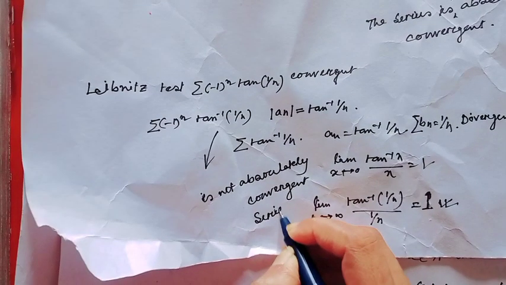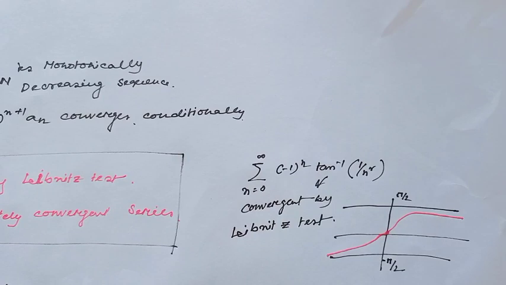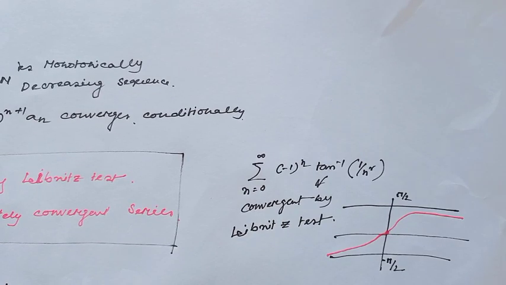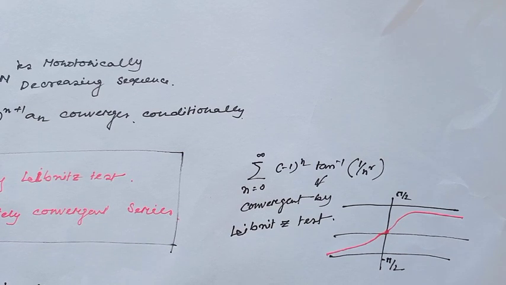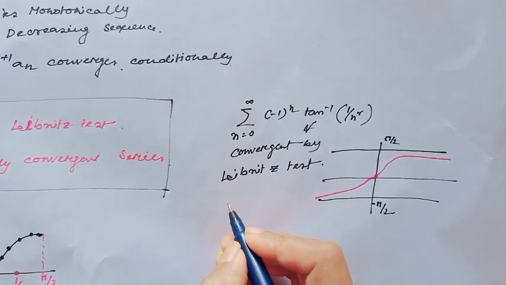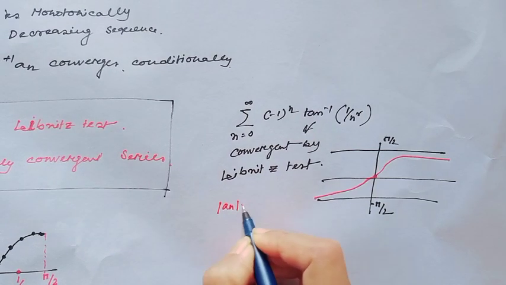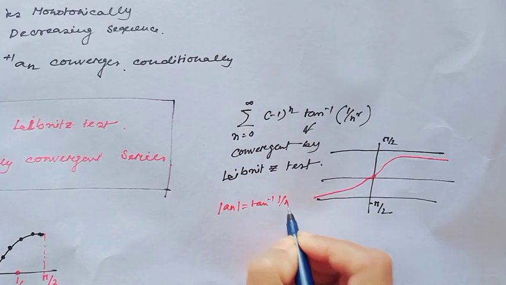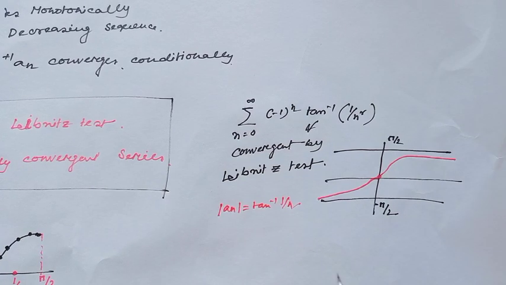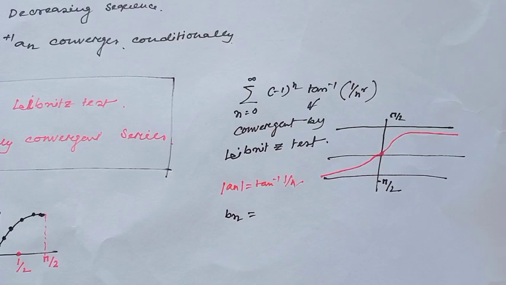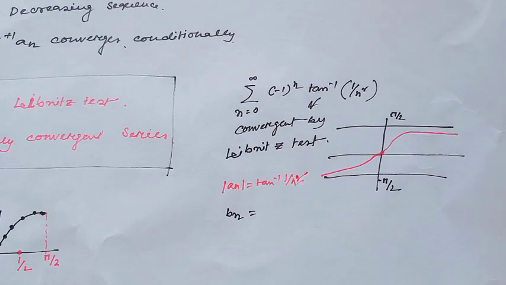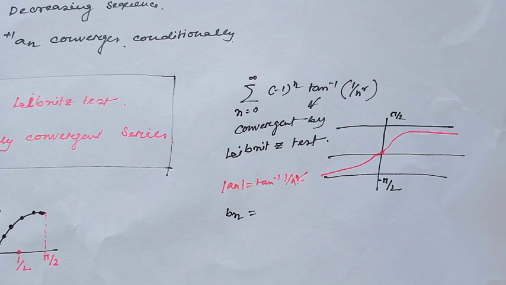Okay, but if we change the series to minus 1 to the power n tan inverse 1 over n square. Similar to before, this is convergent by the Leibniz test, but is it also absolutely convergent? Here the absolute value of an equals tan inverse 1 over n. Now what would be our chosen bn? Sorry, here not tan inverse 1 over n, here tan inverse 1 over n square.